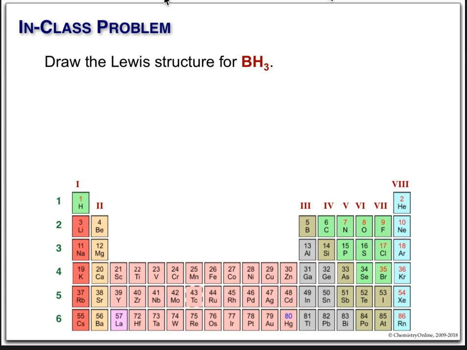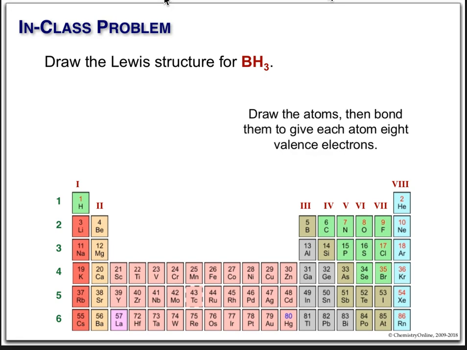Let's do one more here. BH3, boron with 3 hydrogens. Now, you guys just saw me do SF4. Go ahead and write down the boron. Boron is here in the 3rd group. So you're going to have a B, and you're going to have 3 electrons around it.